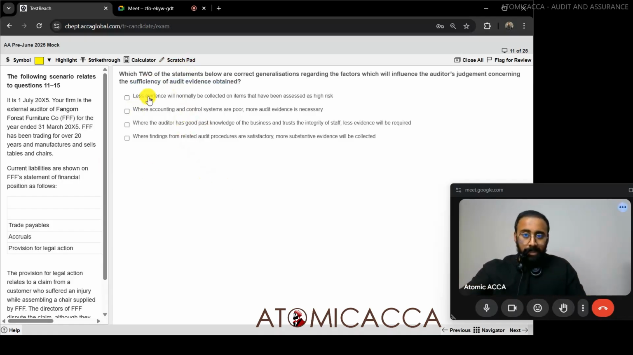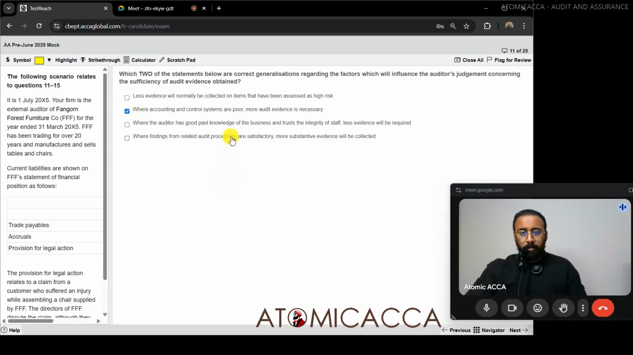Less evidence will normally be collected on items that have been assessed as high risk. No, if it is high risk I have to collect more evidence. So option A is out. Where accounting and control systems are poor, more evidence is necessary. Correct. When control systems are poor, control risk is high. When control risk is high, more evidence is needed. So option B is correct.